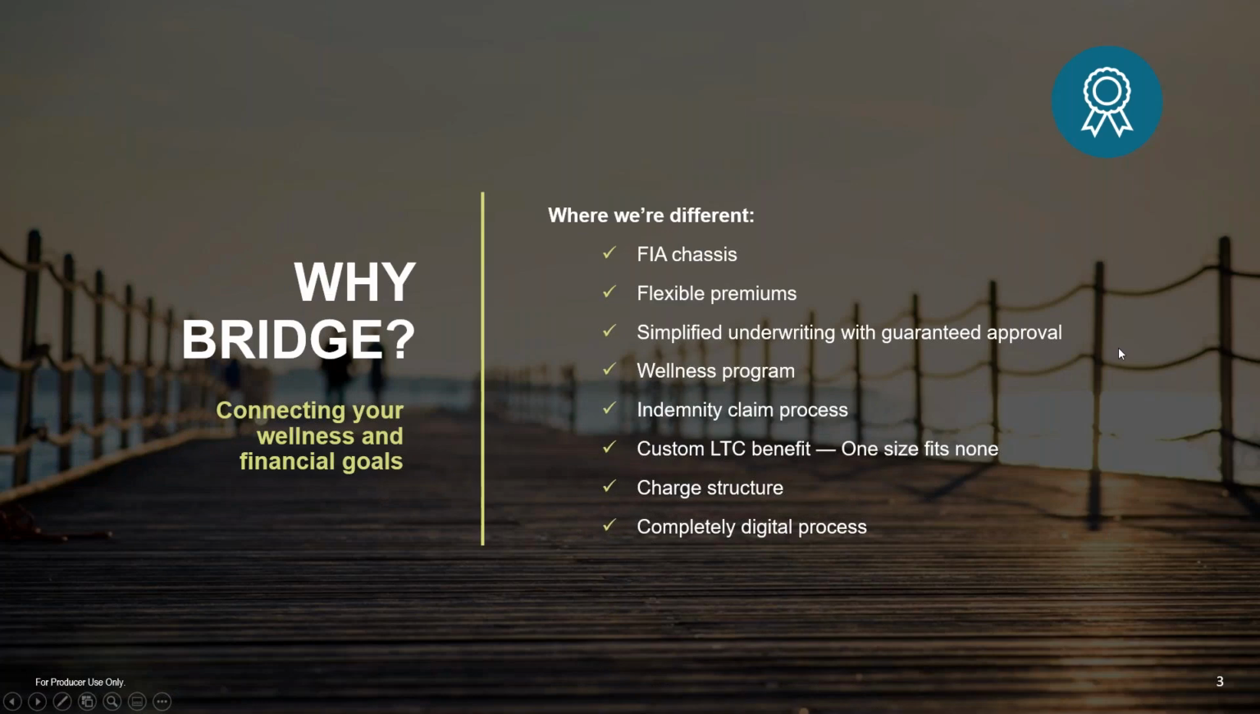So why Bridge? This is really going to outline where EquiTrust is different. First and foremost, this is on a fixed indexed annuity chassis at the end of the day, so you're always going to have a fixed indexed annuity contract regardless, and the client's always going to have that accumulation value. The great thing about this Bridge product on the accumulation value side is some really strong index crediting options, including a really strong fixed account bucket that you can allocate money into to help grow that accumulation value on an annual basis.